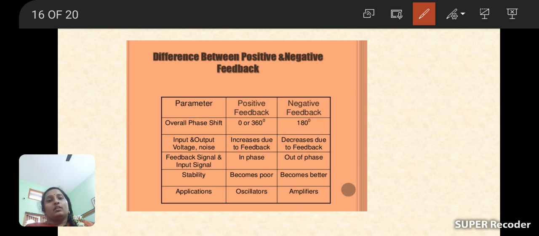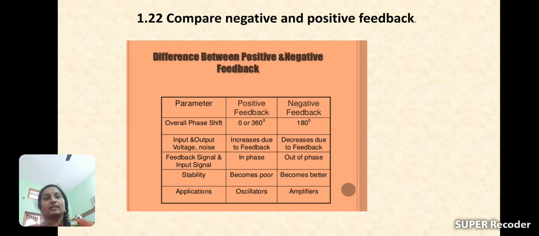Okay, and positive feedback is used in oscillators to provide the oscillations. The circuit must produce 0 or 360 degrees, and negative feedback circuits are used in amplifiers. Okay, this is about the difference between positive and negative feedback.